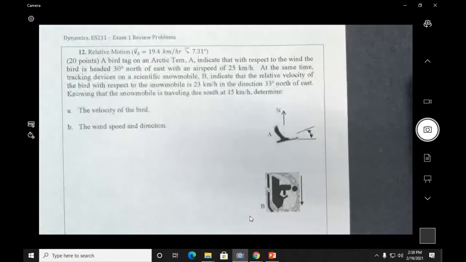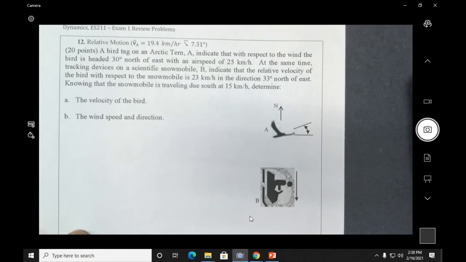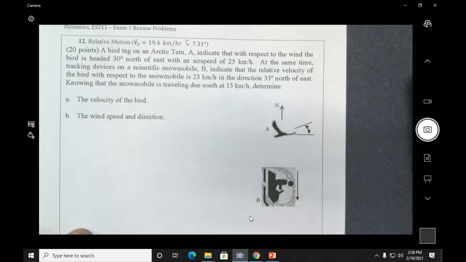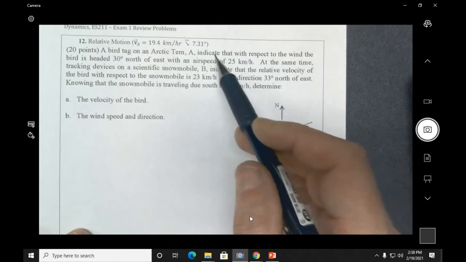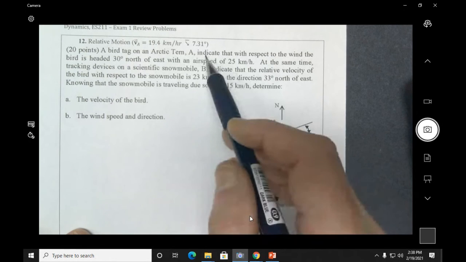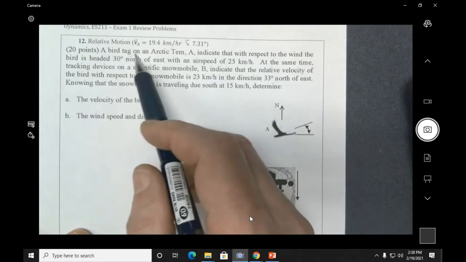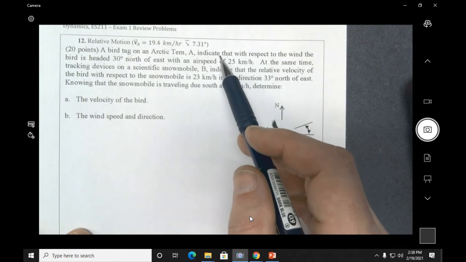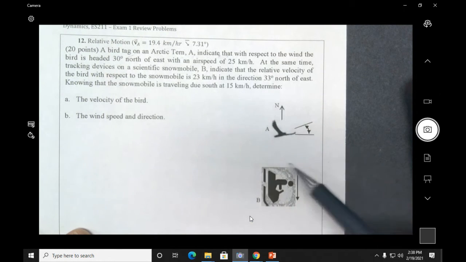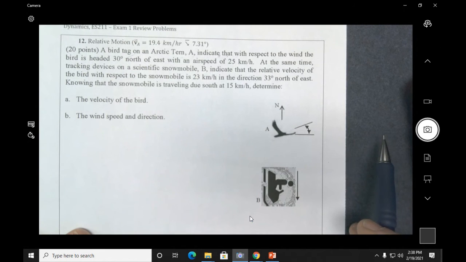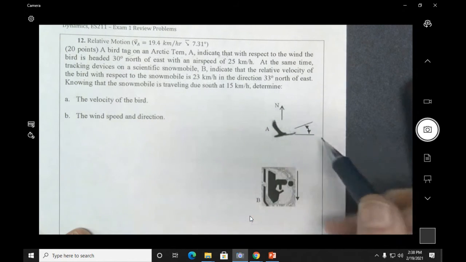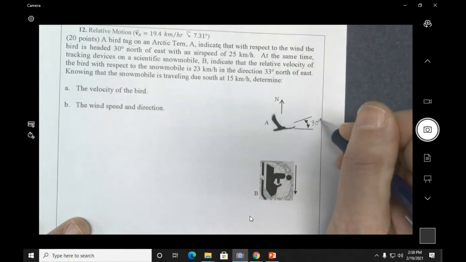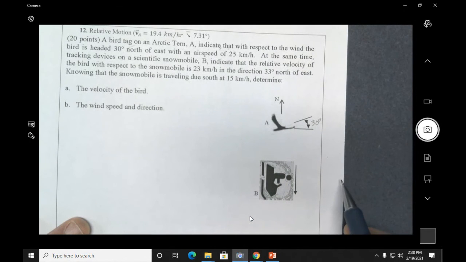Where we have a bird tag on an Arctic tern. What is that? I don't know. A indicates that with respect to the wind, the bird is headed 30 degrees north of east. Right, so there's 30 degrees that's happening right there, with an airspeed of 25 kilometers per hour.